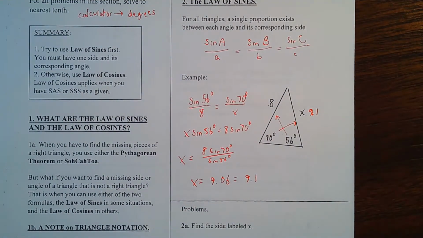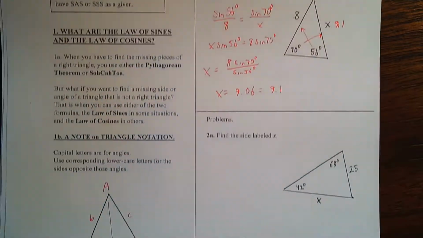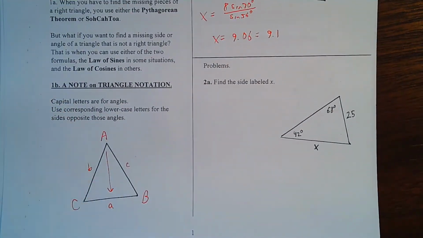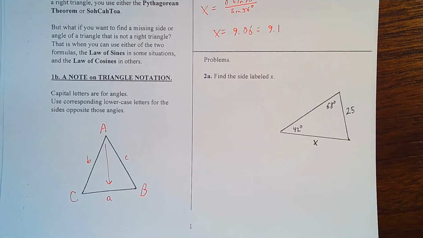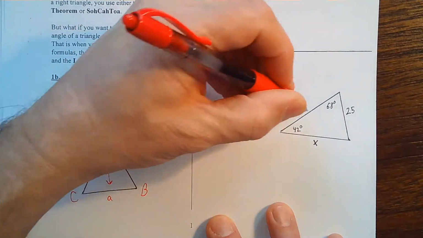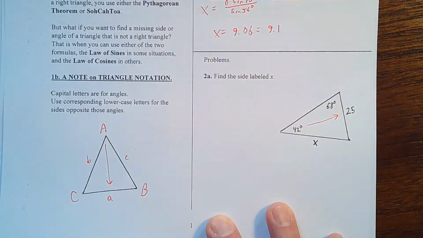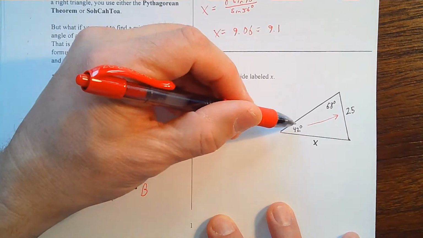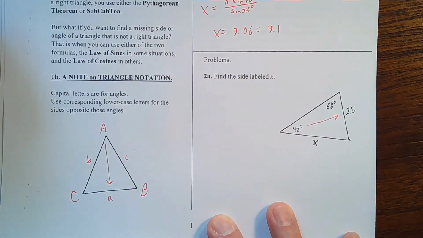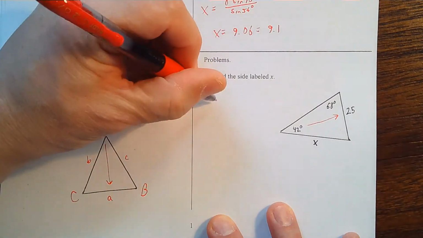All right, let's stop here and let's have you do problem 2A on the bottom of the page. We're going to use law of sines here. And in order to use law of sines, as we're going to see in a moment, if we want to put a rule to it, you always have to have one angle and the side opposite it. If you have that situation at least one time in your triangle, then you can use law of sines.